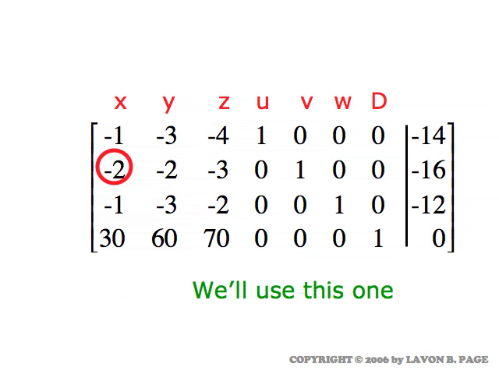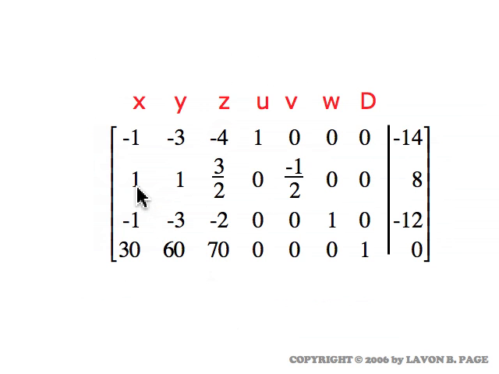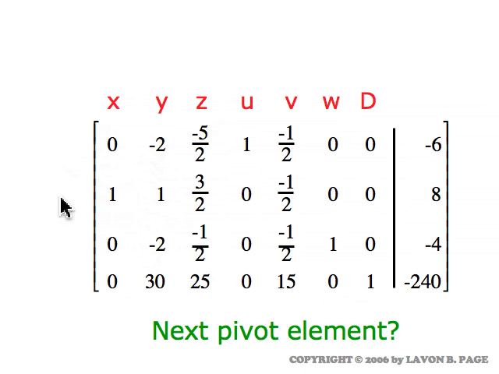Let's go with the -2 in the first column and see where that takes us. We would do -1/2 times row 2 to make that into a 1. And then we would do row 1 plus row 2, row 3 plus row 2, row 4 minus 30 row 2 to make the other entries into zeros. And that would take us to the simplex tableau shown here.